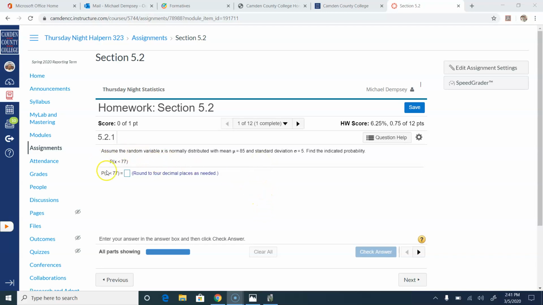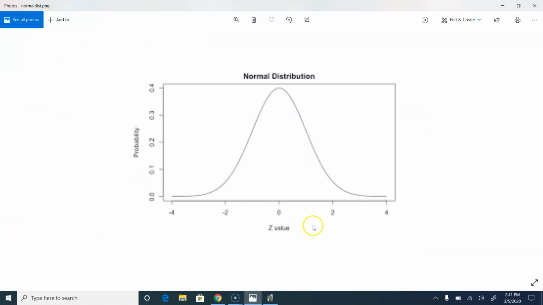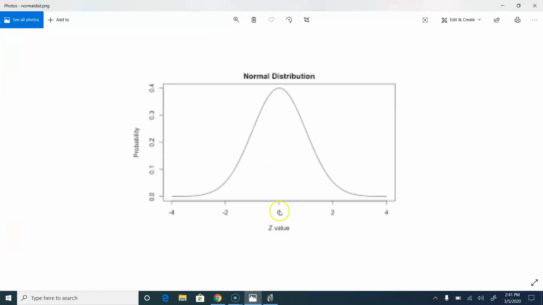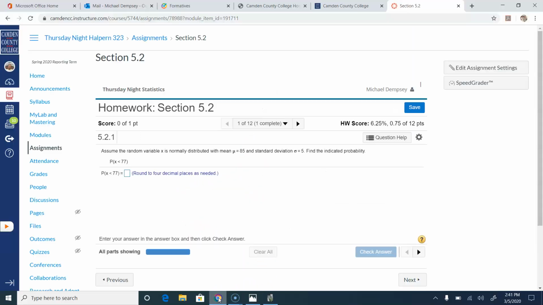So we want here the probability that some x value is less than 77. So we're still looking at the normal distribution, but this time, instead of the center being at 0, try to picture the center being at 85. So 85 lives right here in the middle. Okay, 77 would be somewhere over here, and we want any x's that are less than 77. So we'd be shading the bottom left-hand portion of this curve.